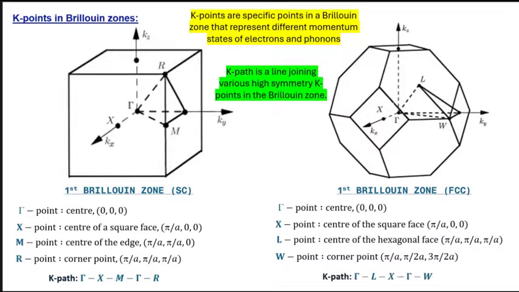The K path would be from gamma, that is the center of the Brillouin zone, to L, that is the center of a hexagonal face, from gamma to L, and then from the center of the hexagonal face to the center of the square face, that is from L to X, and then from the center of the square face back to the center of the Brillouin zone, that is from X to gamma, and then from the center to one corner point, that is W. So the most common K path in this case is from gamma to L, then to X, then again to gamma, and then to W.